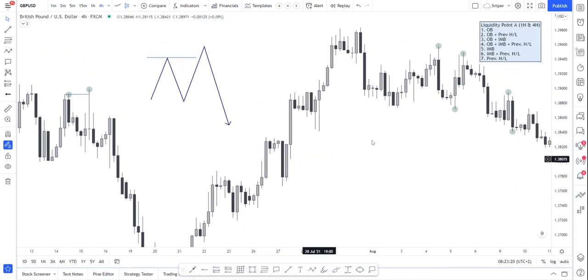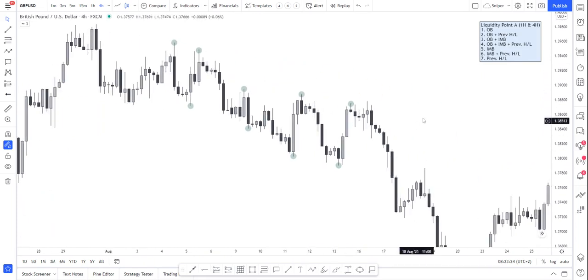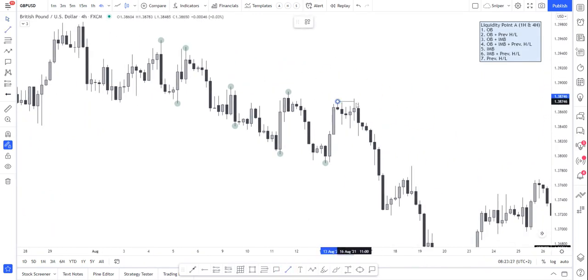Let's look at some more examples. Here, price was just trending towards the downside, but there is another example. This wick took all the liquidity above that high and then moved down lower. Over here as well, price took all the liquidity below this low and then moved towards the upside.